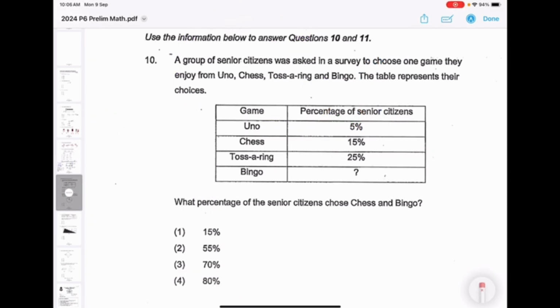We're going to look at question 10 first. A group of senior citizens was asked in a survey to choose one game they enjoyed from Uno, chess, toss a ring, and bingo. So we have 4 games over here. Now let's look at the next sentence. It says the table represents their choices. So we have 5% for Uno, 15% for chess, 25% for toss a ring, and we don't know the percentage for bingo. Let's look at the question that is posted below.